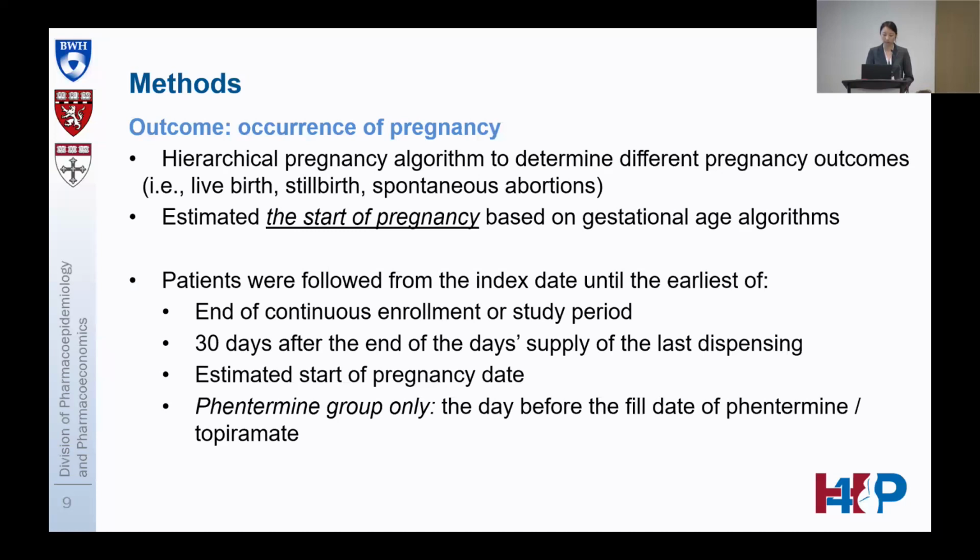Based on the gestational age algorithm, we can estimate the start of pregnancy, and the patients were followed from the index date until the earliest of the following days: either the end of continuous enrollment or the study period. We also added 30 days at the end of the day supply of the last dispensing, basically the end of the treatment episode, to account for patients potentially still having some leftover treatment. And we also followed the patient until a pregnancy actually occurred based on the start date. For the phentermine group, which is the control group, when they switch from phentermine to phentermine plus topiramate, we stop the patient's follow-up the day before the fill date of the phentermine and topiramate combination.